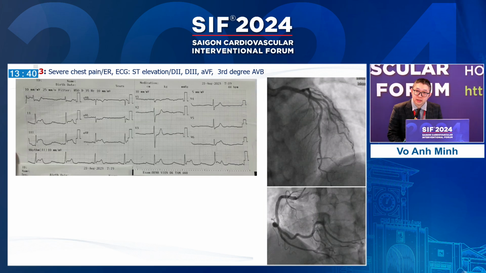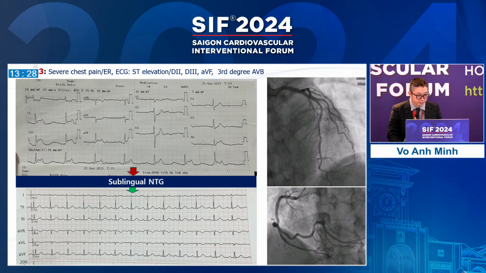After he landed at the airport, he had severe chest pain and came to the ER with third-degree AV block and ST elevation in D2, D3, and aVF. My colleague gave him sublingual NTG, and the third-degree AV block and ST elevation went away. We also did the CAG, which showed normal, not significant.